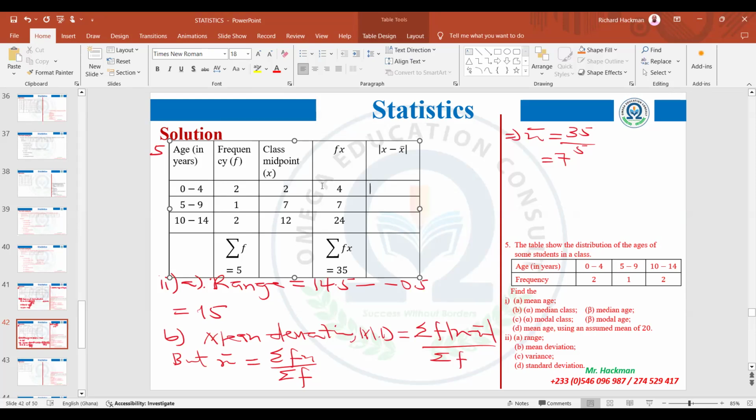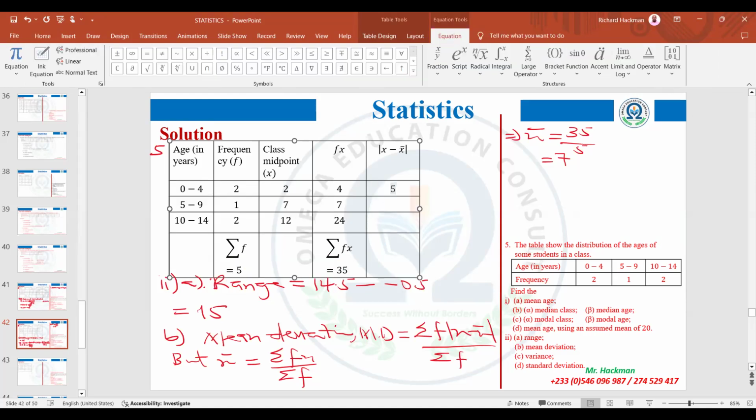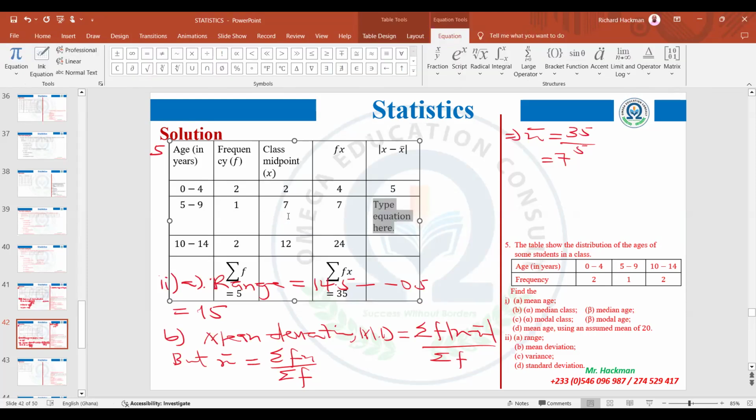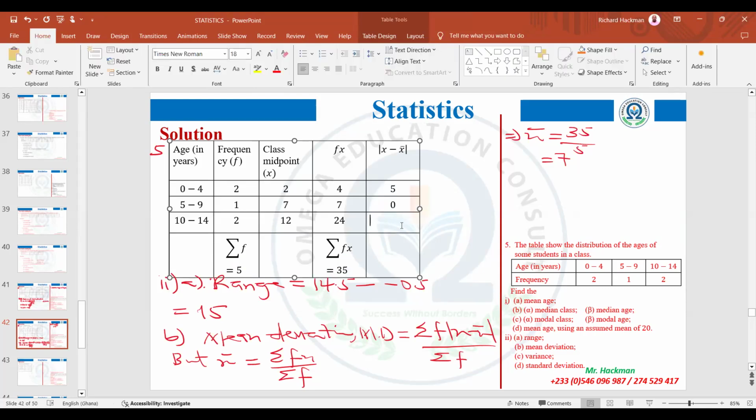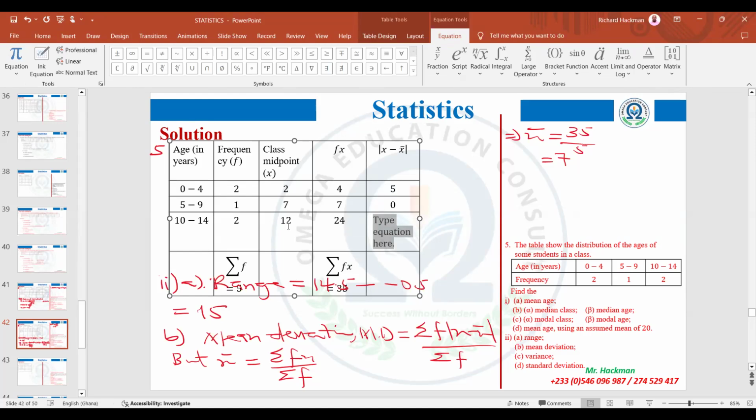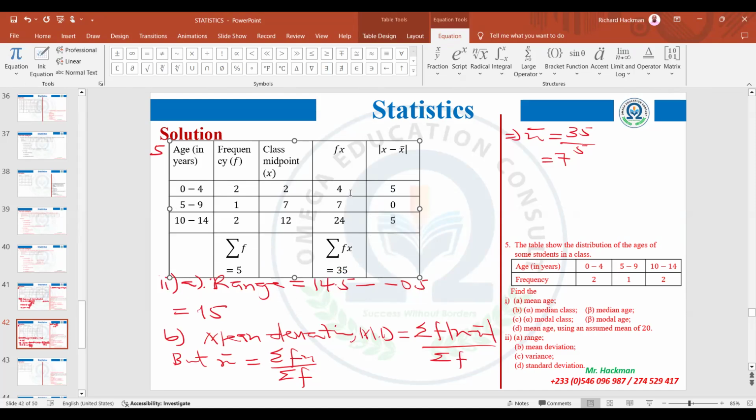X minus X bar. So 2 minus 7 will give us minus 5, but the absolute value of that will give us 5. All correct. Then 7 minus 7 will give us 0. And the last one, 12 minus 7 will give us 5. Assuming we didn't use the absolute value, you get minus 5 here and 5 here. Like I said, the data is symmetric, so if you sum, you get 0. Automatically your mean deviation would be 0 because the numerator is 0. That's the more reason why we use the absolute value, to avoid this particular situation. Is that clear?